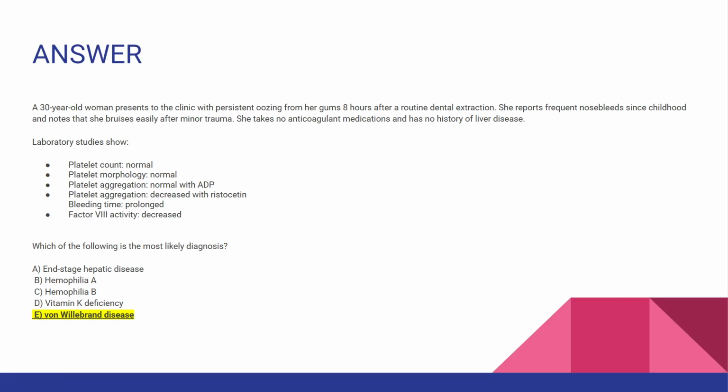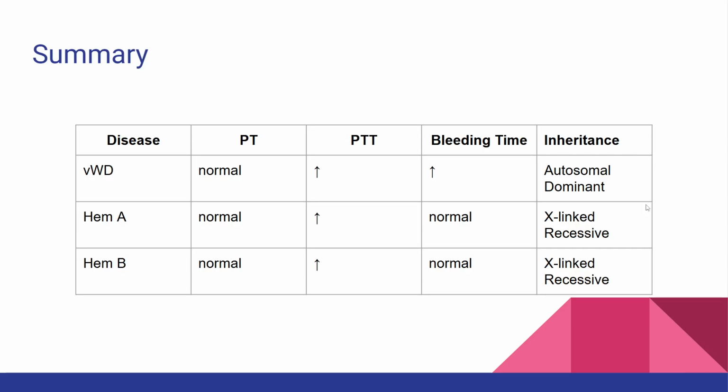Other clues that it is E are that she has mucosal bleeding and easy bruising. She also has prolonged bleeding after dental work. So you have platelet dysfunction, and that's just not hemophilia A or B. So this is a summary slide. Just remember the inheritance, and maybe the PTTs, and then the increased bleeding time. But yeah, sorry, it's a quick video. Hope you guys enjoy the rest of your day.